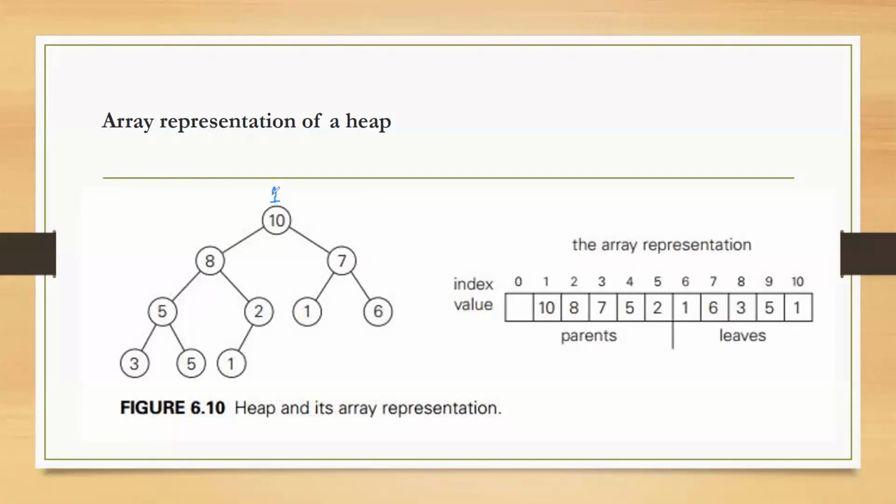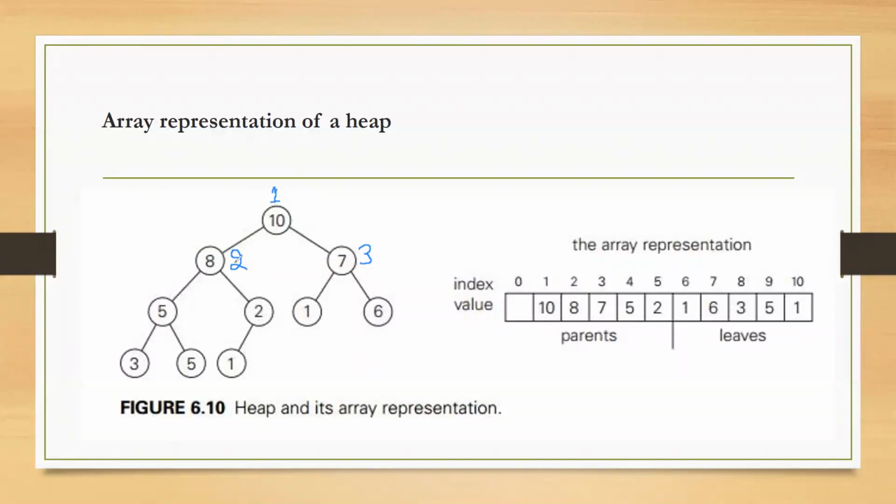For example, if this is 1, what is 2 into 1? It is 2. And what is 2I plus 1? It is 3. 2 into 1 plus 1, that is 3. So that means they have to be stored in index 2 and 3. So in 2 and 3, 8 and 7 are stored. And where are 5 and 2 to be stored?